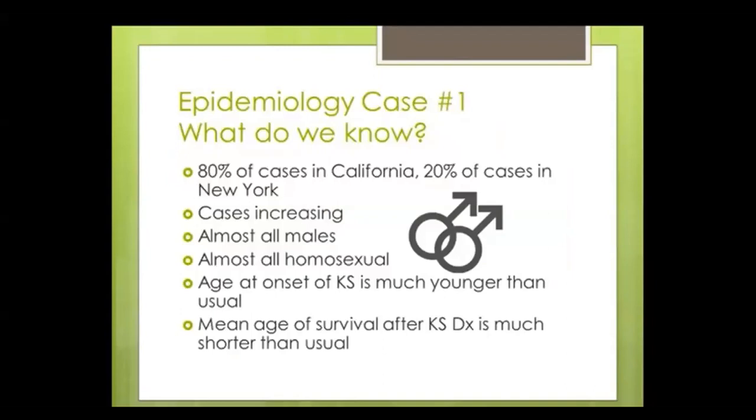So they had to sit back and think, okay, what do we know to start out with? We know that 80% of the cases were happening in California and 20% of the cases were in New York. The cases were dramatically increasing. Almost all of them were male. Almost all of them were homosexual. They also determined that the age at onset of Kaposi sarcoma was much younger than usual, and that the mean age of survival after their diagnosis of Kaposi sarcoma was much shorter than usual.